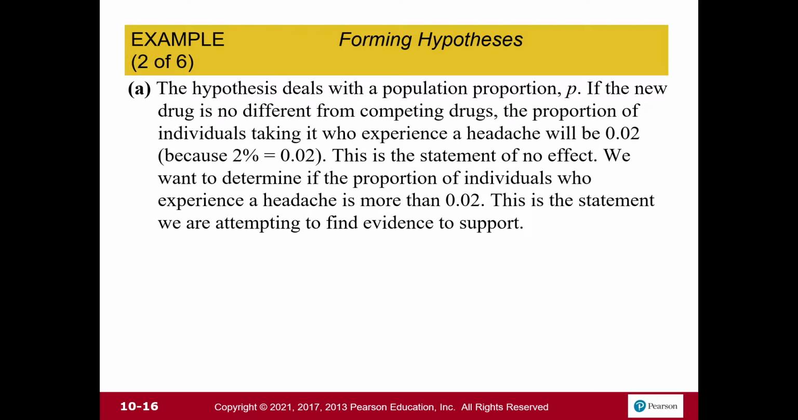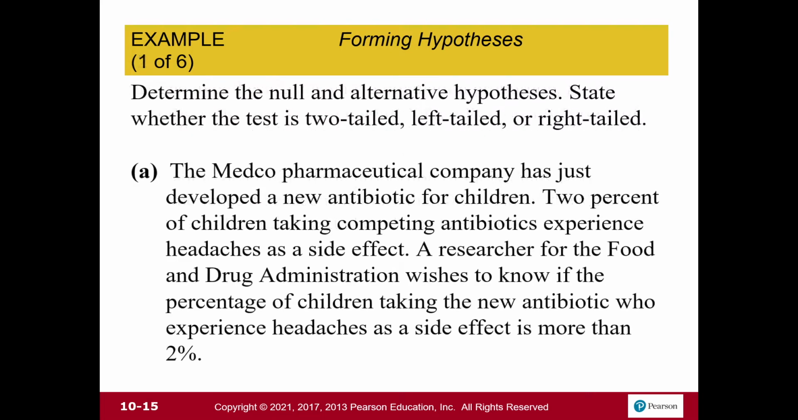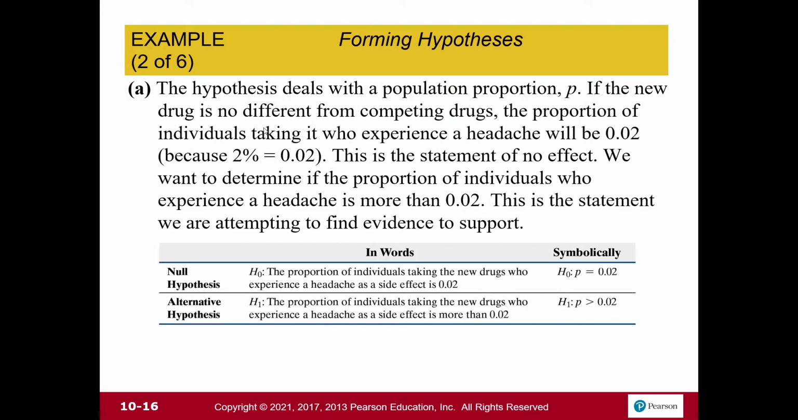So we have the hypothesis deals with the population proportion P. So if the new drug is no different from the competing drugs, the proportion of the individuals taking it who experience a headache will be 0.02. This is the statement of no effect. We want to determine if the proportion of individuals who experience a headache is more than 0.02. This is a statement we're attempting to find evidence to support.